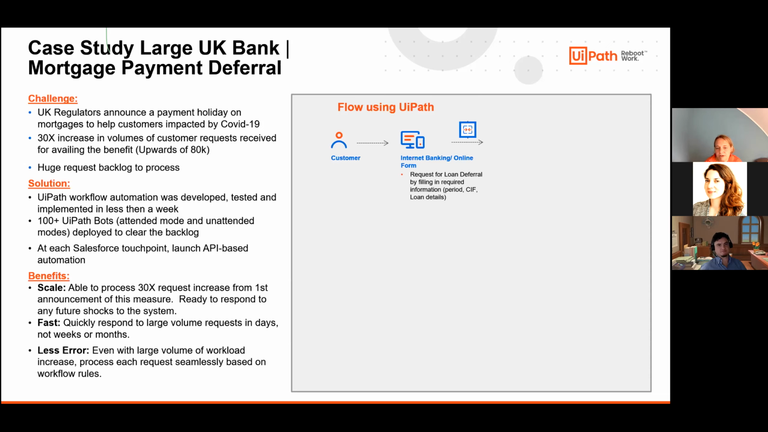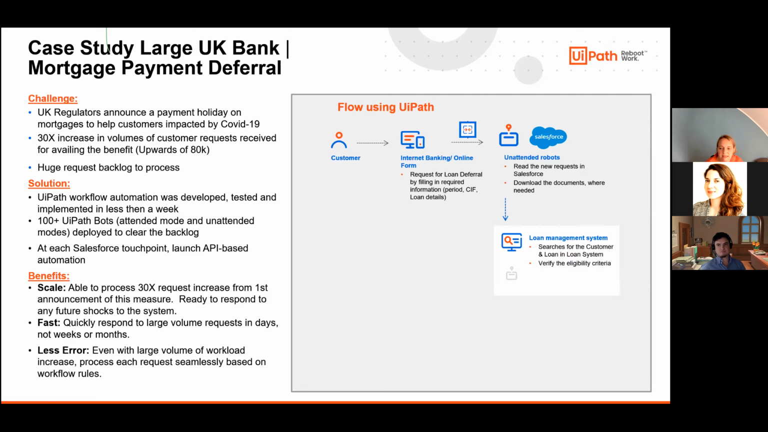So the process here is as follows. The customer fills out an online form of the bank to ask for such a loan deferral and fills in all the information there. Then the unattended robot actually picks up this request in Salesforce. So this can either be done by our activity pack or also by the connector. So the connector would then also kick off the download of the documents and the updates in the loan management system. So the customer information is searched.